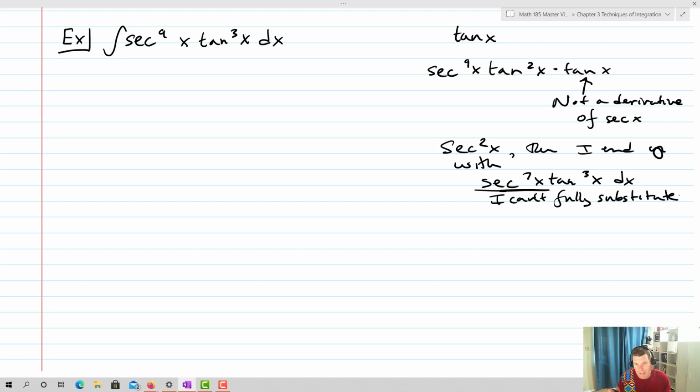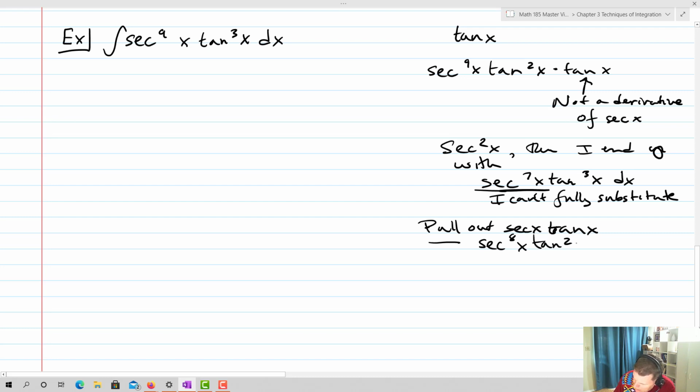On the other hand, if I pull out a secant x and a tan x, so I pull out secant x tan x, I'm going to be left with secant to the 8th x tangent squared x times secant x tan x. And so when I substitute, I can substitute in for secant x and utilize my secant x tan x dx as my derivative. Okay, so that's what I'm going to do. It makes sense to utilize secant x tan x in this case because I can make the full substitution.